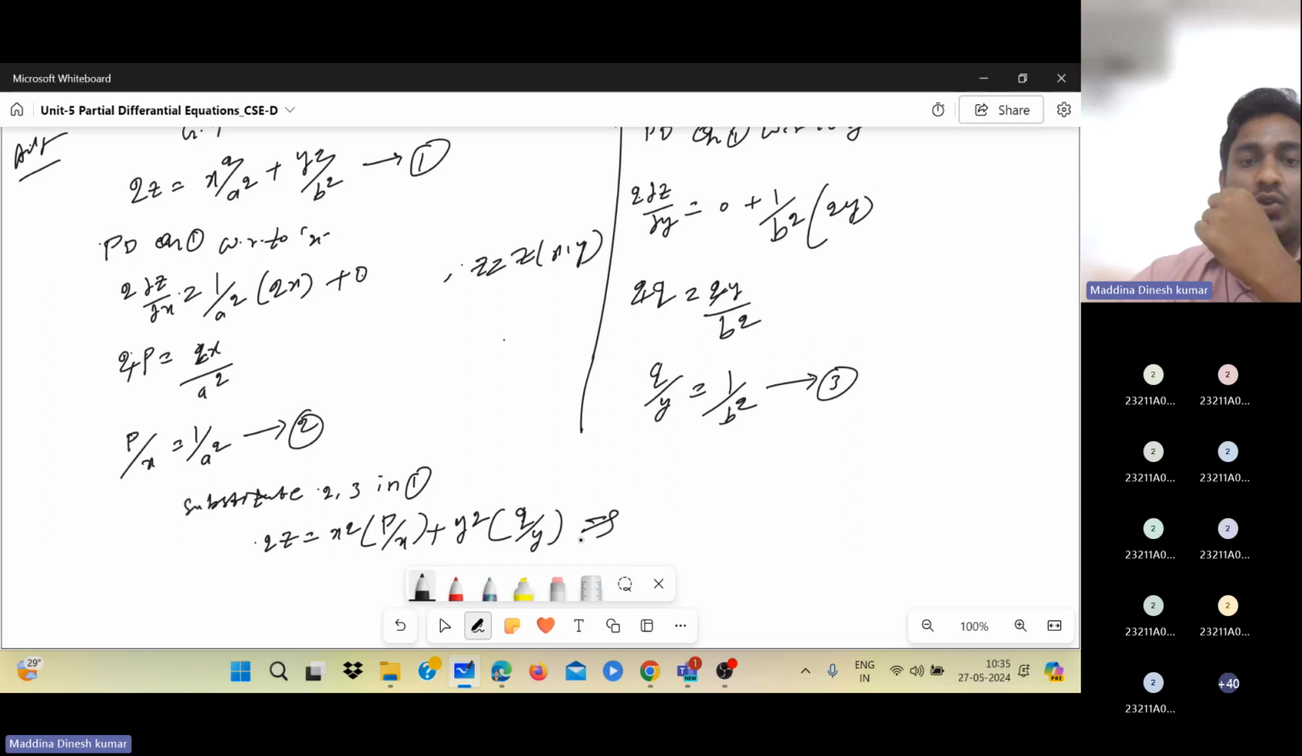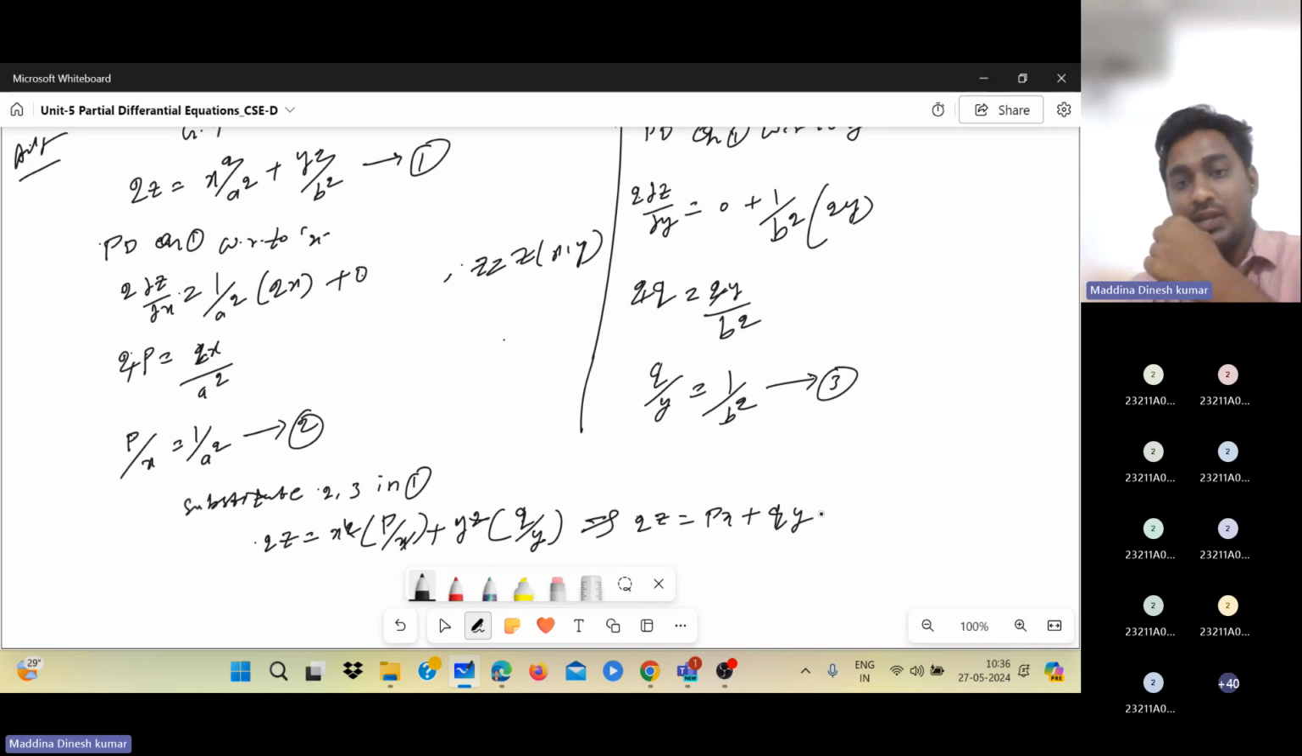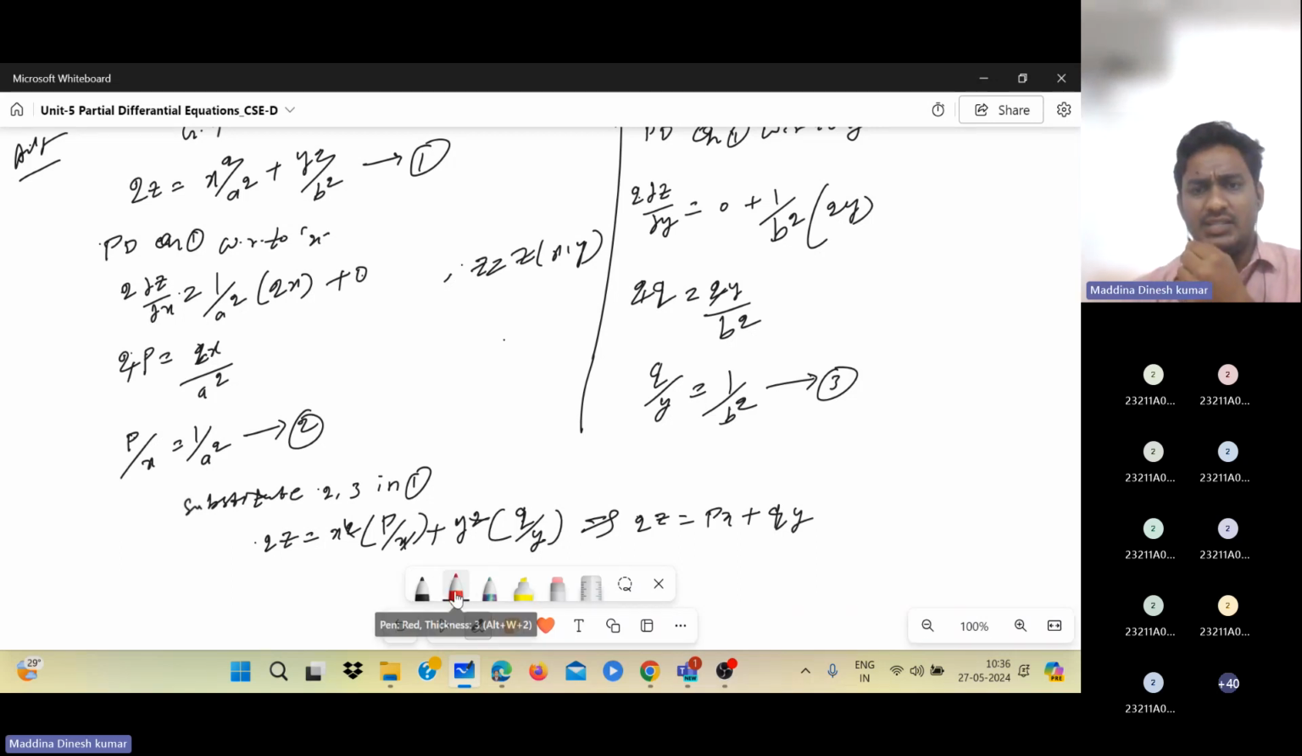Here x square is there, here x is there, so one x will go. Here y square is there, here y is there, so one y will go. Then here we will get 2z equal to px plus qy. Okay. So it is our required PDE.